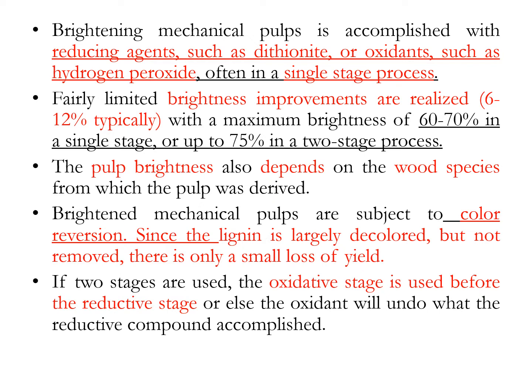Okay, and for mechanical bleached pulp, the color reversion is there. The color reversion with time due to external stimuli is there, since lignin is present, lignin is altered rather than removed. Another thing that you will be learning in dithionite also is that in a two-stage process, the oxidative stage is used before the reductive stage, or else the oxidant will undo what the reductive compound accomplished. So this you need to remember.